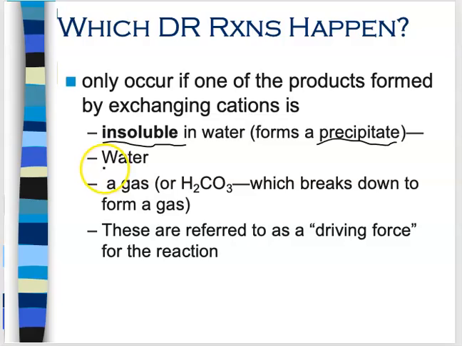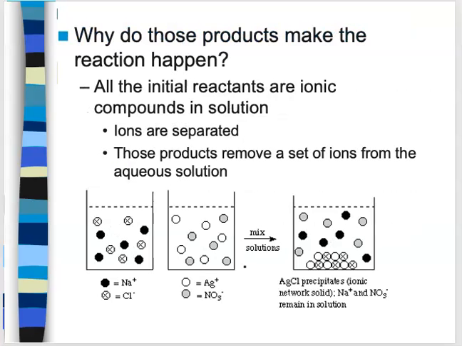They can also sometimes form water. H2O sometimes gets formed, or they might form a gas, or they would form a substance like hydrogen carbonate, which immediately breaks down to form a gas. All of these substances are referred to as being a driving force for the reaction, because if you swap the ions and all you do is form an ionic compound that doesn't meet one of these criteria, nothing really is going on.